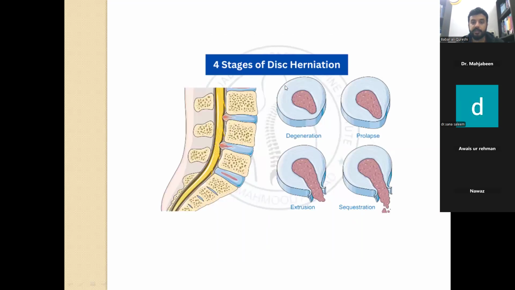Okay, so these are the four stages of the disc herniation, starting from the disc degeneration. The integrity of the disc is intact. In the prolapse or protrusion of the disc, still the integrity of the disc remains intact, but a part of it has protruded out, herniated out. In the extruded disc, the internal nucleus pulposus, the soft portion, actually comes out. In the sequestered disc, the portion of the disc gets disconnected from its actual part and goes beyond the disc space.